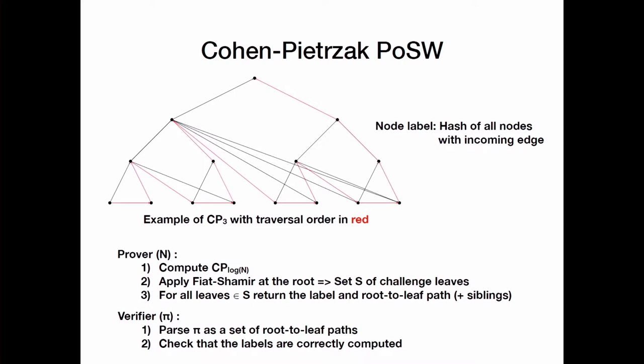I didn't tell you how the labels are computed. Essentially, if you take a node, the label of the node consists of the hash of all the labels of the nodes with an incoming edge. Okay, so this is it.